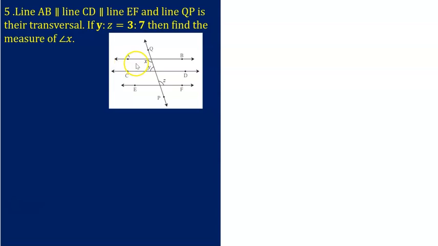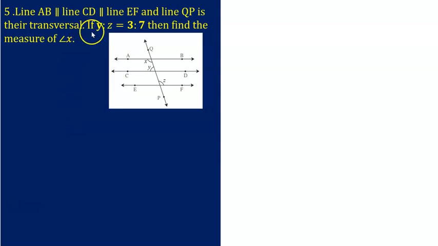Now see this here, angle x and angle z are the alternate angles for the two parallel lines AB and EF, where PQ is their transversal. And next, the measure of angle x is equal to z. We will also say that the measure of angle z plus y is equal to 180, because these two are the interior angles and x is equal to z. So x plus y is equal to 180. Means what? The measure of angle z plus y is also 180. And using that, we will find out the measure of angle x.